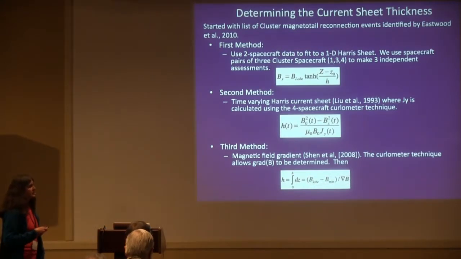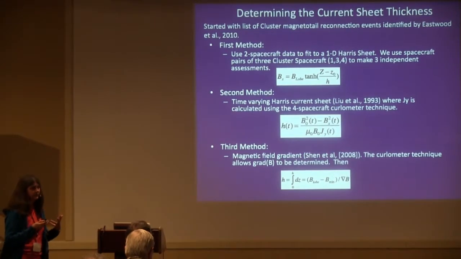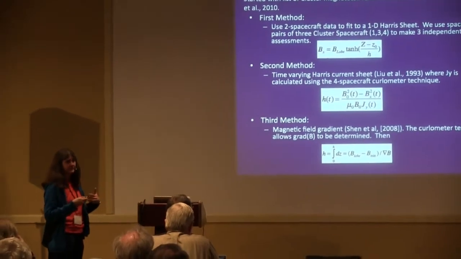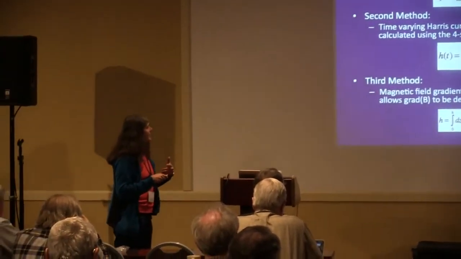So we started with a number of magnetotail reconnection events that had been identified by Eastwood et al. And from those events, we determined the current sheet thickness using a number of different methods, and depending on the situation, the spacing of the satellites, some methods are more effective in some situations than others.